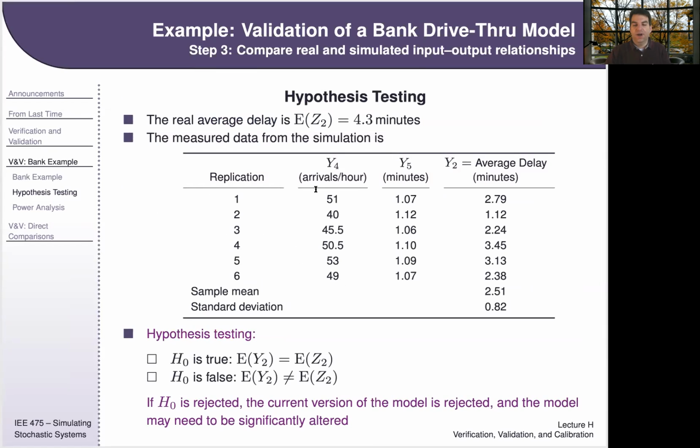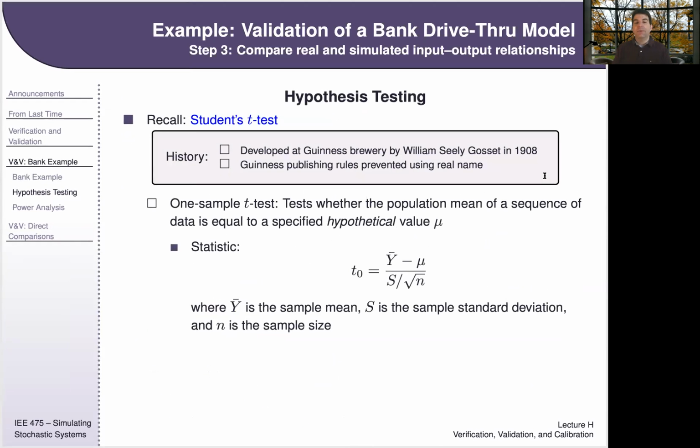These here, the Y4 and the Y5, that's for my verification step. And let's say I've gone through and I've said, yep, this actually was exactly the type of inputs that I wanted, and same with this one. Then the question is this third column. Does this third column have a 4.3 minute average time? And so how am I going to test that? Well, this is where we introduce the t-test again that you should remember from 380. It's specifically referred to as the one sample t-test. Our null hypothesis is that the two populations, the real population and the simulated population, have the same mean delay. That's our null hypothesis right here.